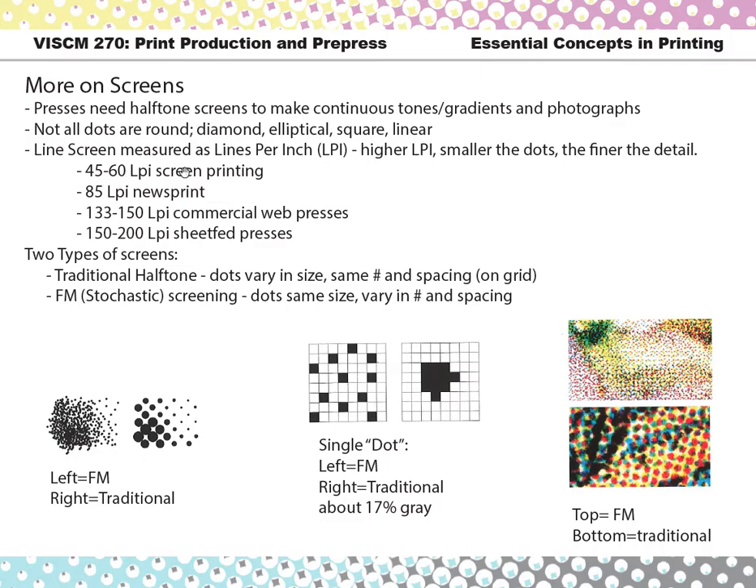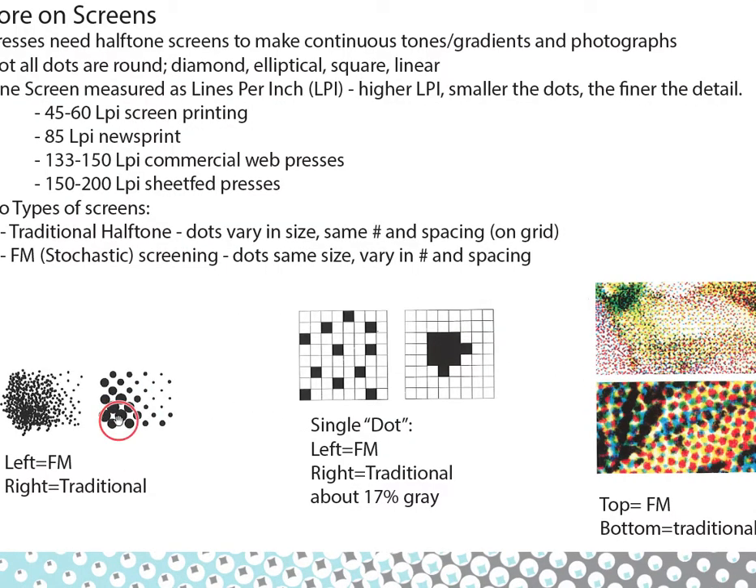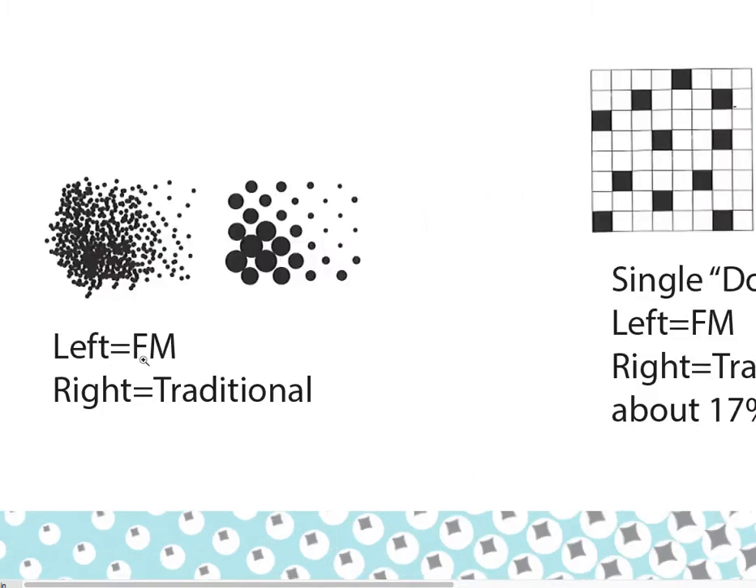So one thing also to note here is that there's 2 types of screens. The halftone dot screen is called traditional, and that's what we have had for a long time. But more recently, there's this FM screening, or called stochastic screening, and that's where the dots are just grouped closer together, but all the dots are the same size.